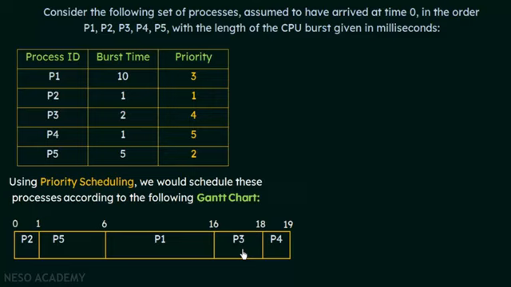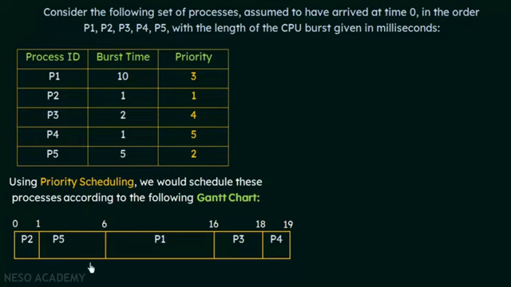And then after that, which is the next one to get the CPU? It is P4 with a priority of 5, and it is the last process. So P4 gets the CPU after P3 releases it at the 18th millisecond, and it executes for a burst time of 1 millisecond. So P4 executes from 18 to the 19th millisecond, and here it releases the CPU.